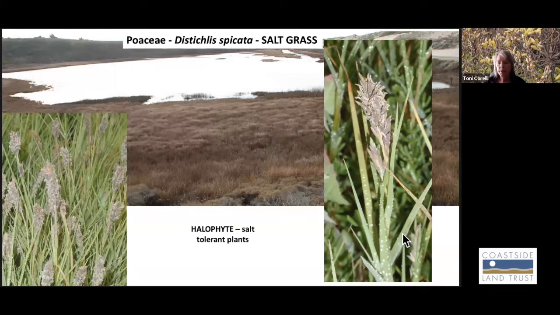Saltgrass excretes all excess salt through glands on the leaves. You can see the salt being secreted here, and the habitat where the saltgrass occurs. This is just one of the adaptations that plants have evolved to tolerate living in salt water.